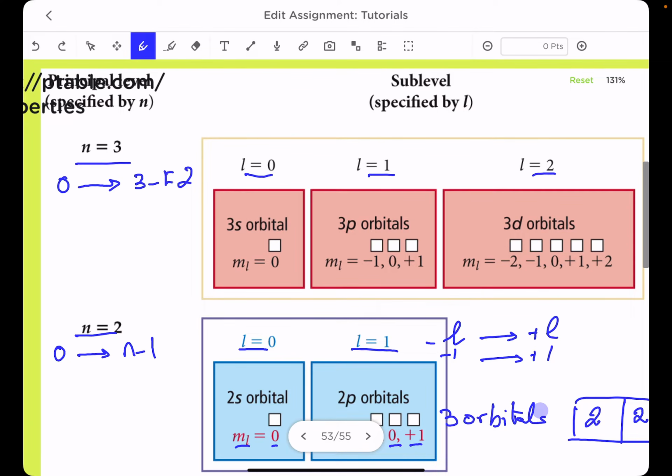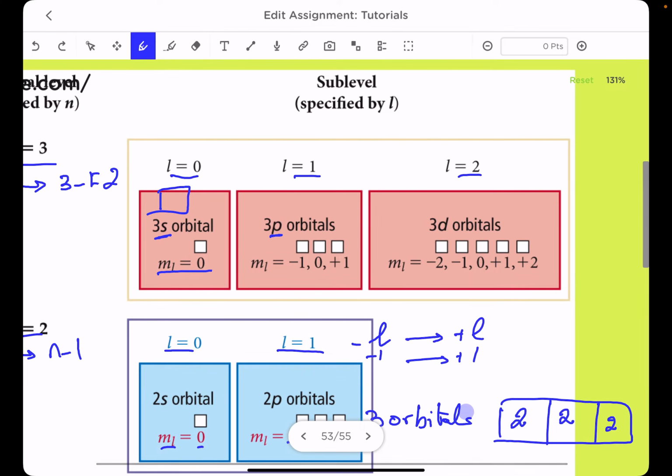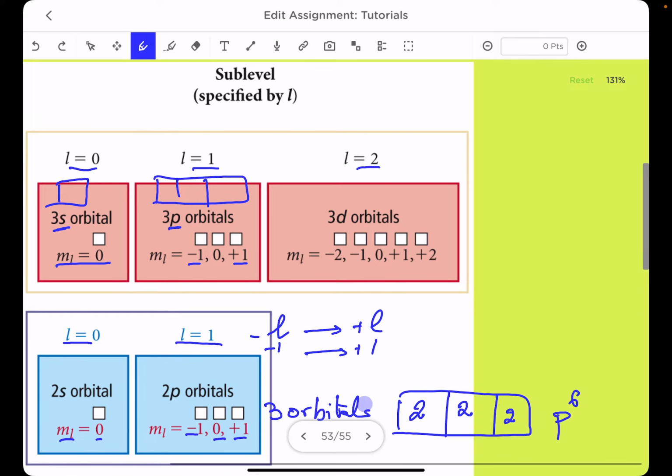If L is equal to 0, we are in S. So it's the S orbital, and ML is 0, one box. If L is 1, I am talking about P in this case, so ML is from minus 1 to plus 1. This is why we have the P looking like this. And when L is 2, the ML is going to be from minus 2 up to plus 2.